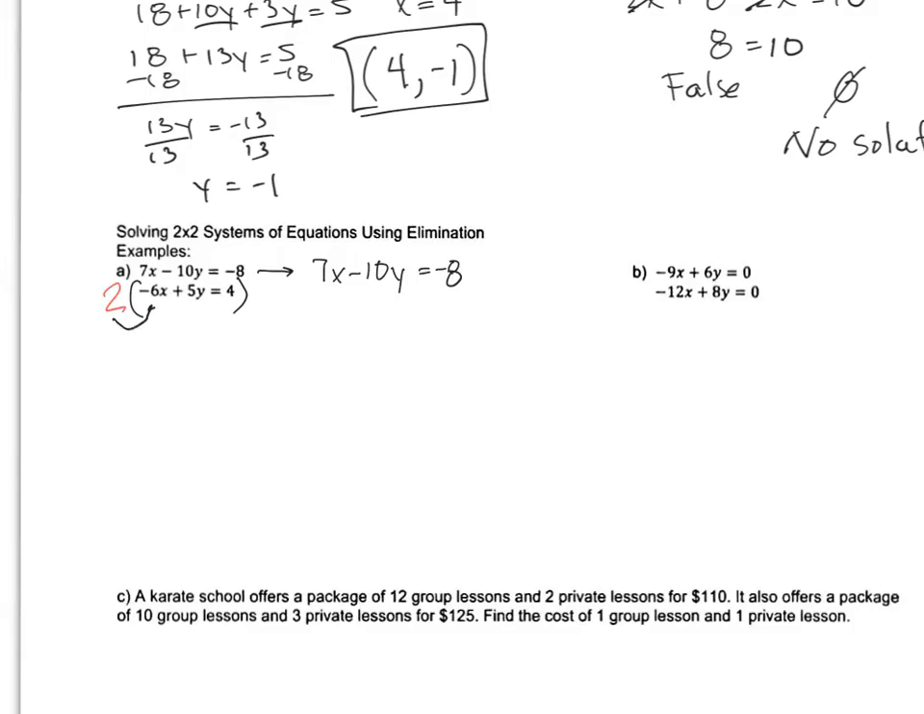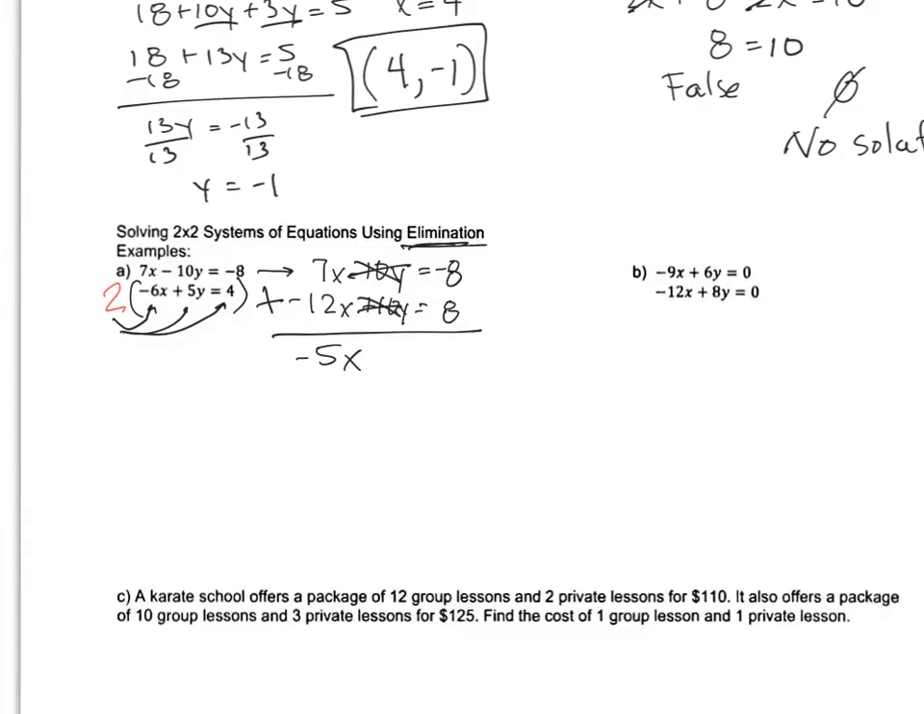So this is a distributive property. Distribute to all three things. And I'm going to write it underneath this other equation. So now I have negative 12x plus 10y equals 8. We're going to add these two equations together. Just always add. So 7 plus a negative 12, that's a negative 5x. The 10y's are gone. That was the whole point, to eliminate something, and we did.